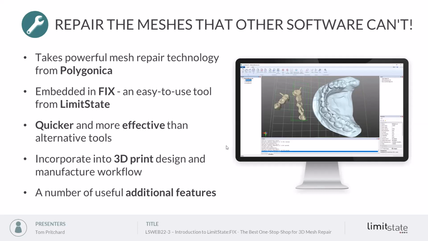And when we've tested the results from LimitState Fix against alternative repair methods and technologies, it's proven time and again to be faster than those and to give the highest quality results out of any of the tools available. So this is perfect if you're considering how to incorporate mesh repair into your 3D print design and manufacturing workflow. And with that in mind, Fix version 4 incorporates a number of features that help make preparation for print even simpler. And we're going to take a look at some of those today. But first, I think the best thing to do is say a few words about Polygonica, the underlying technology that's within LimitState Fix.